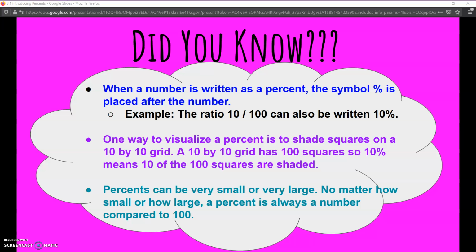Percents can be very small or very large. No matter how small or large they are, a percent is always a number compared to 100. Even if that number is larger than 100, you can have 200%. It just is a 2 to 1 ratio instead of a less than 1 to 1 ratio.